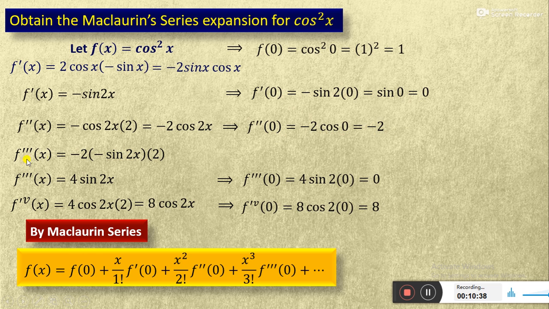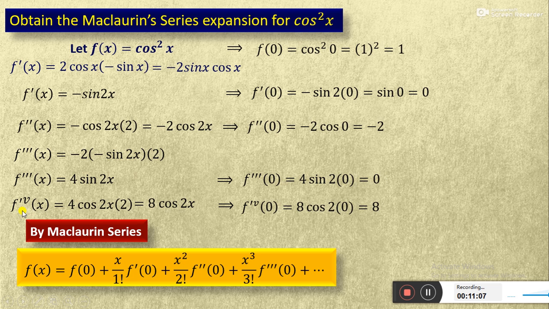So next, f triple dash of x. F triple dash of x means minus 2, differentiation of cos 2x is minus sin 2x, differentiation of 2x is 2. So from this, minus into minus is plus, so 2 into 2 is 4 sin 2x. So I calculate f triple dash of 0. I substitute 4 into sin 2 into 0, sin 0 is 0. So f triple dash of 0 equal to 0.